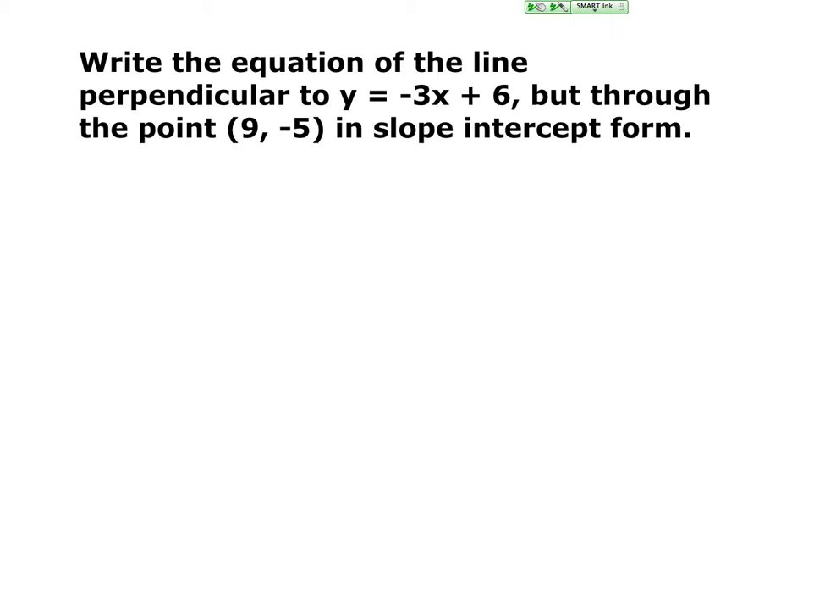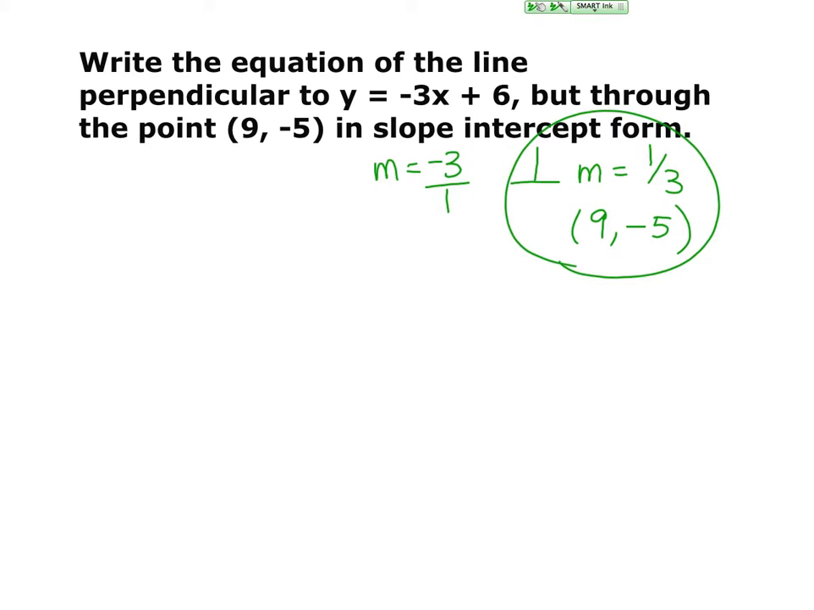So the slope of the one I gave you was -3. What's the perpendicular line's slope need to be? The same? No, opposite sign and reciprocal. So what would that be? 1/3? Correct. And if you're not sure, make that a fraction so you can see flipping it over and changing its sign. So there's the slope we want. The point it needs to go through was 9, -5. Write the equation of the line with that information.